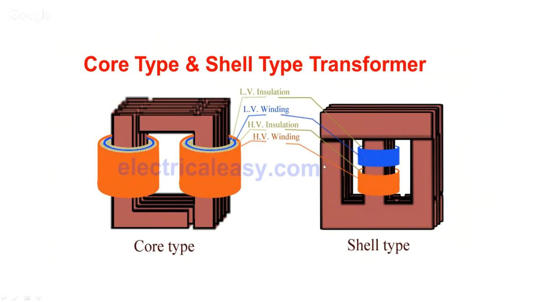And this is the shell type. The stampings used here are E and I. Laminations have been used here, and on the central limb both the LV winding and the HV winding. LV winding means the primary winding and HV winding is the secondary winding. So both the windings are placed on the same limb here.